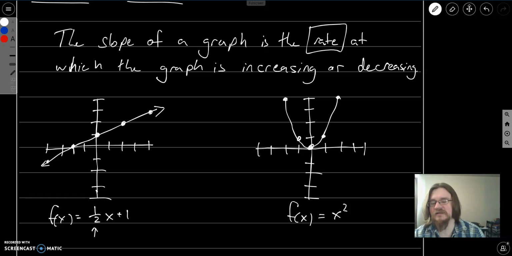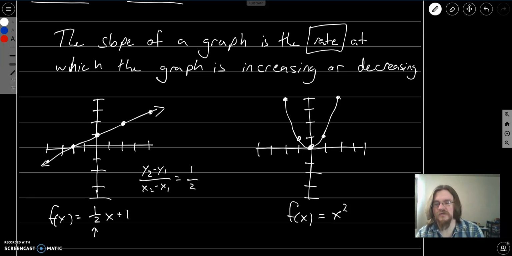When we look at the graph of the line, we can see that the graph is going up as we move to the right. And how fast is it going up? For every 2 that we go over, we're going up 1. So if we think about the slope as the difference in the height divided by the difference of how far we've gone over, if we go up 1, we've gone over 2.